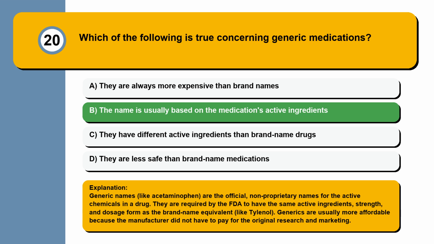Generic names, like acetaminophen, are the official, non-proprietary names for the active chemicals in a drug. They are required by the FDA to have the same active ingredients, strength, and dosage form as the brand name equivalent, like Tylenol. Generics are usually more affordable because the manufacturer did not have to pay for the original research and marketing.